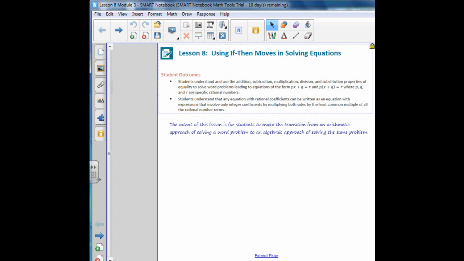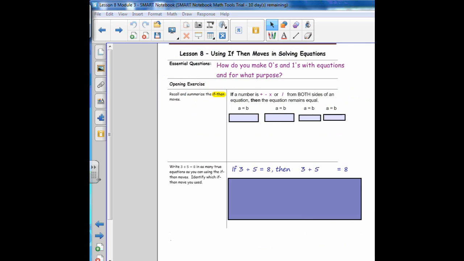The intent of this lesson is for students to make the transition from an arithmetic approach of solving a word problem to an algebraic approach of solving the same problem. The essential question is, how do you make zeros and ones with equations and for what purpose?